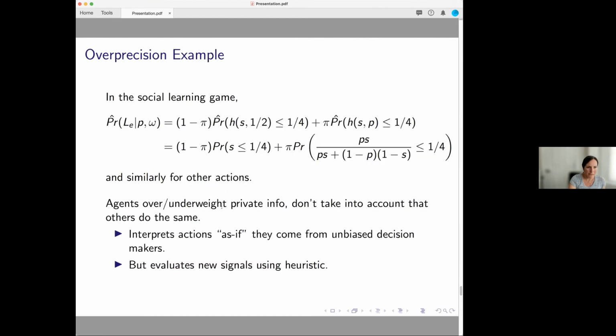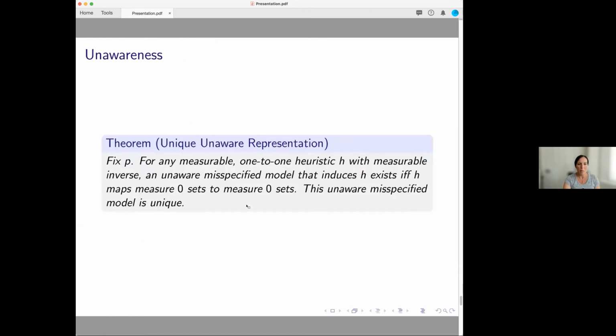All right, so just to give a little interpretation in the overprecision example, here we're assuming that agents underweight private information, they're not accounting for the fact that others do the same. And so they're interpreting actions as if they come from an unbiased decision maker, but they are evaluating new signals using their heuristic. So this does have an unawareness representation. Moreover, when there is an unawareness representation, it's going to be unique. So this will really pin down a unique mapping from the heuristic to the misspecified model.